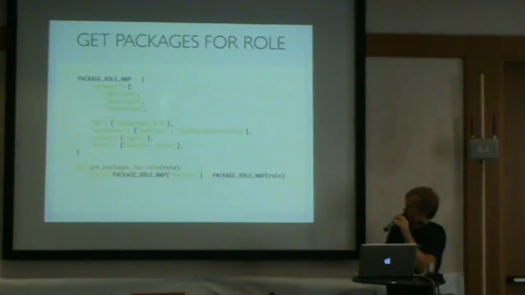So this is our package role map. There's a default mapping that is a list of all the packages that will get installed on every machine. So like Git and Mercurial and Supervisor get installed on everything. Then the database server has its special packages, app server, proxy server, alert monitoring server. And then we return the package role map.